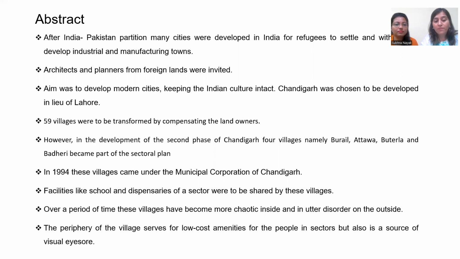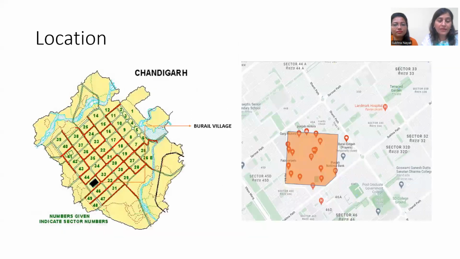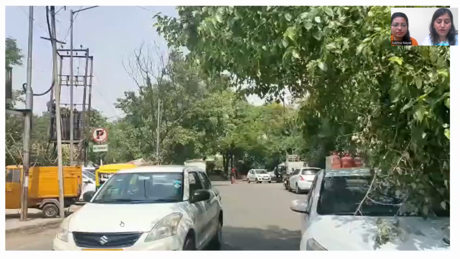Over a period of time, these villages have become more chaotic inside and in utter disorder on the outside. The periphery of the village serves for low-cost amenities for the people in sectors, but also is a source of visual eyesore. This is the location map of the urban village Burail, which is sitting adjacent to sector 44, 33, and 46. Now we shall take you through a short video of Burail in Chandigarh.